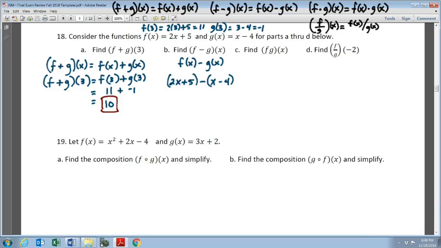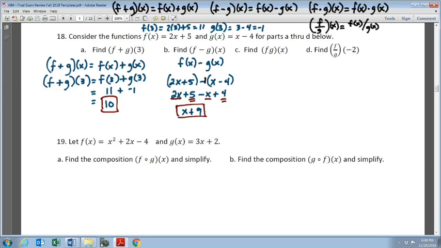So this I can drop the parentheses around the 2x plus 5 because there's just a 1 out front. But here I'm multiplying by negative 1, and so I'm going to get a minus x and a plus 4, so that should be plus 4. And then I can combine my like terms. I'm going to get x here, and 5 and 4 is 9. And so that's our output.